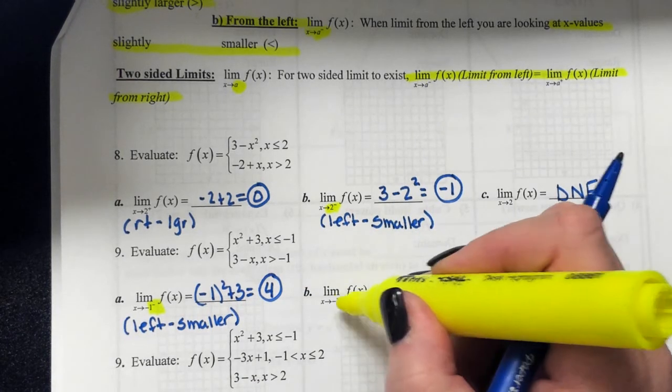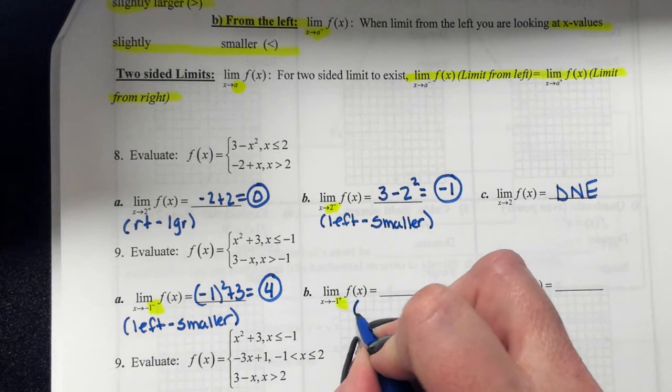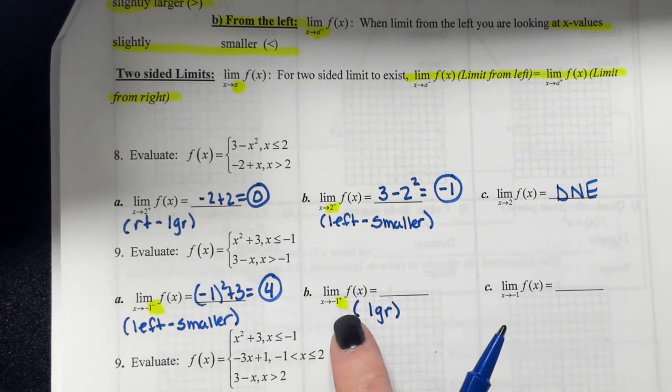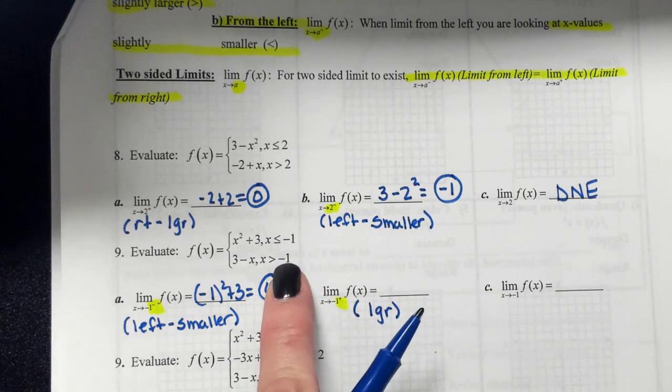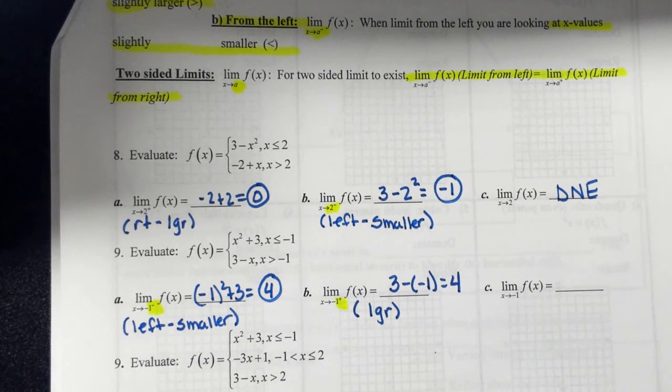So negative 1 from the right. Am I looking at x values larger or smaller? Larger. So where am I going to plug -1 into, the first or the second? Second. So 3 minus a -1 is 4.